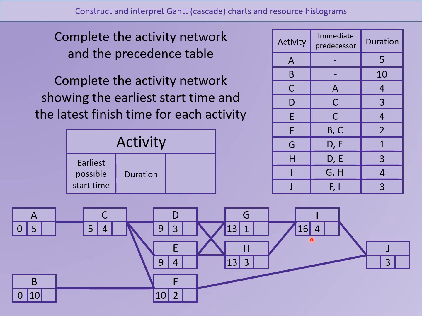F and I both feed into J. So pick the biggest. So 16 and 4 makes 20. 10 and 2 makes 12. So we have to wait for I to complete by 20.